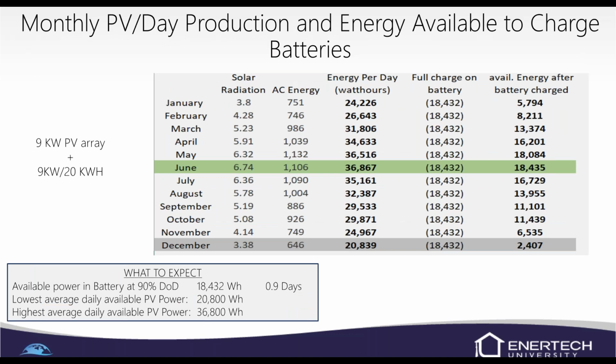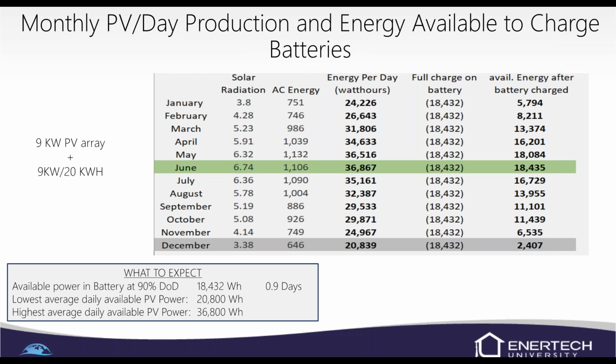So monthly PV or day production and energy available to charge the batteries. You're also going to have to look at your power consumption on your power bill to get your normal energy per day that you're using. You also have to remember that the available power in the battery, normally we're going to have a 90% pull from that battery.